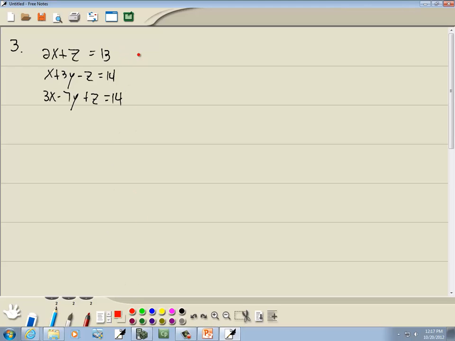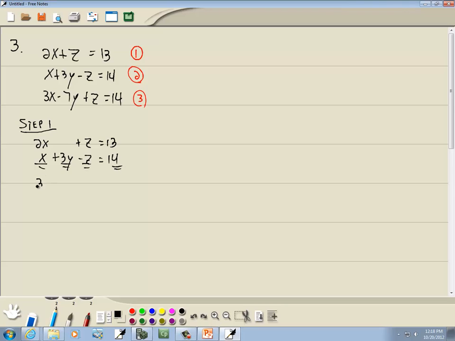Okay, let's label these. First equation, second equation, third equation. Okay, now step 1. Step 1 was to group the first two equations together, equation 1 and 2. So we've got 2x plus z is equal to 13. And we got x plus 3y minus z is equal to 14. And we want to eliminate the z's. Well, this is perfect because I have a positive z and negative z, so they're going to go ahead and cancel away.